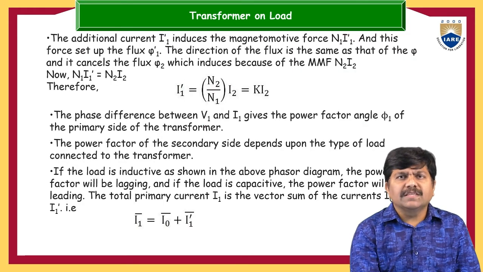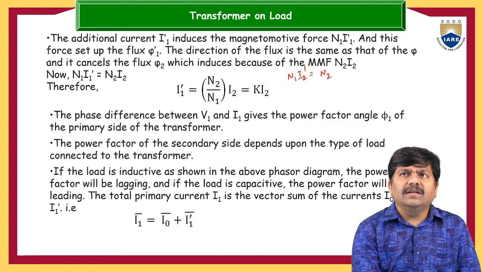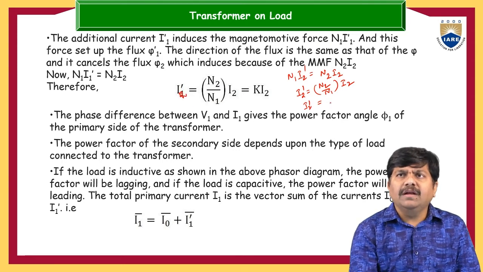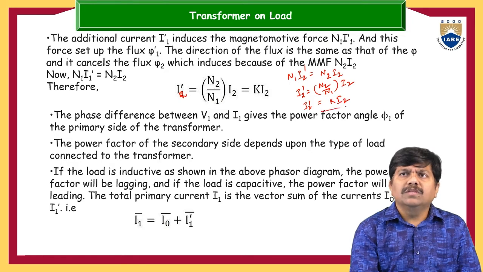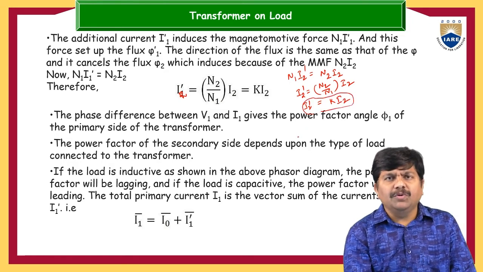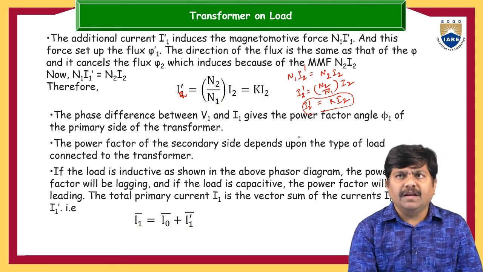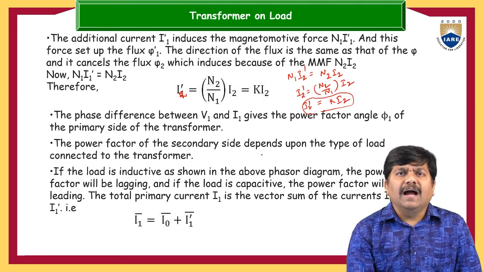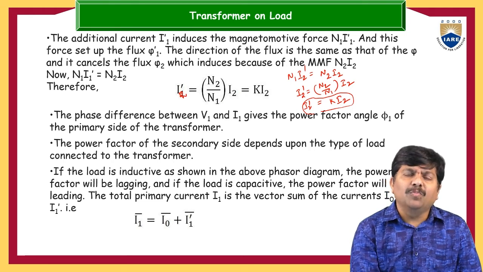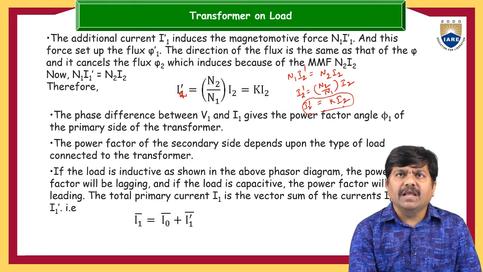So what about the counterbalancing magnetomotive forces in the primary and secondary? Now in the primary this is N1 into I2 dash. In the secondary that is N2 into I2. So if you want to calculate I2 dash, that is N2 by N1 into I2. So I2 dash is K into I2. This I2 dash is K times I2. This is the primary counterbalancing current existing in the primary. Don't confuse this. I2 dash always appears in the primary loop only, not in the secondary. So I2 dash is equal to K times I2.